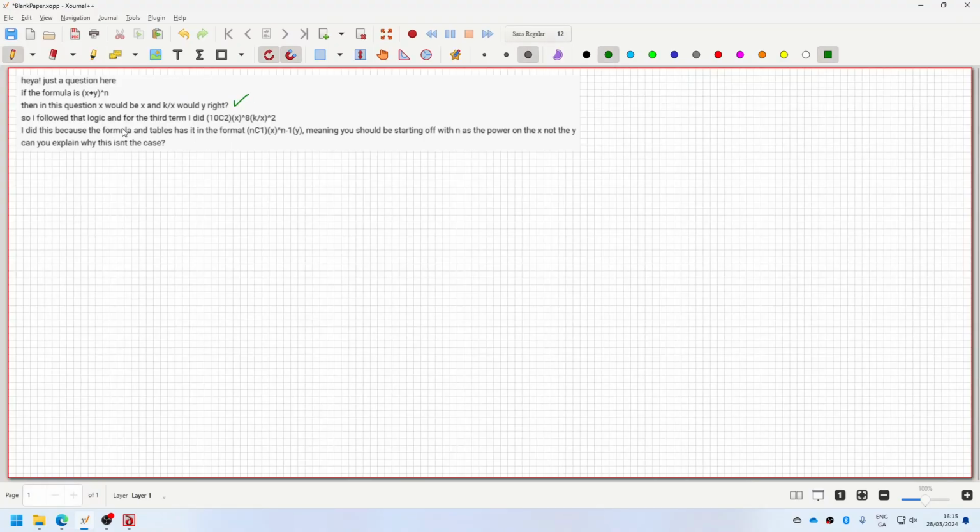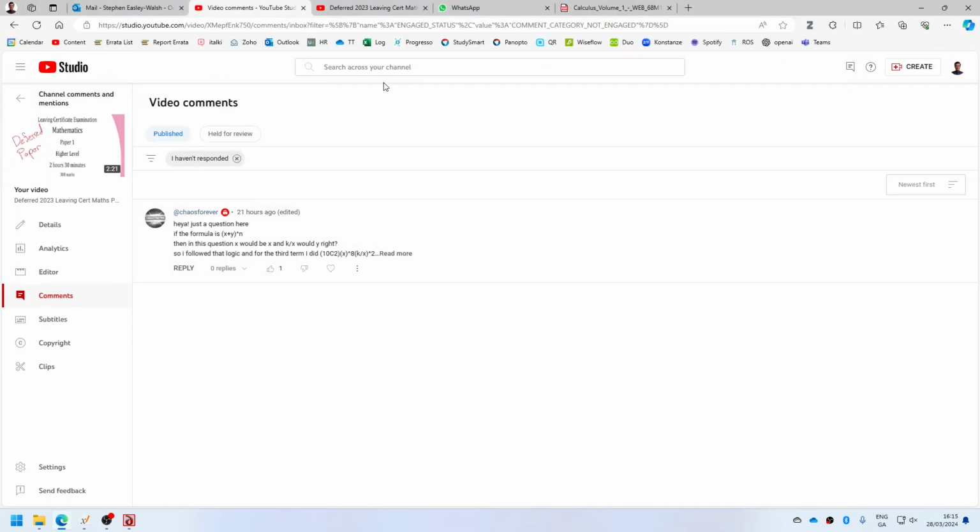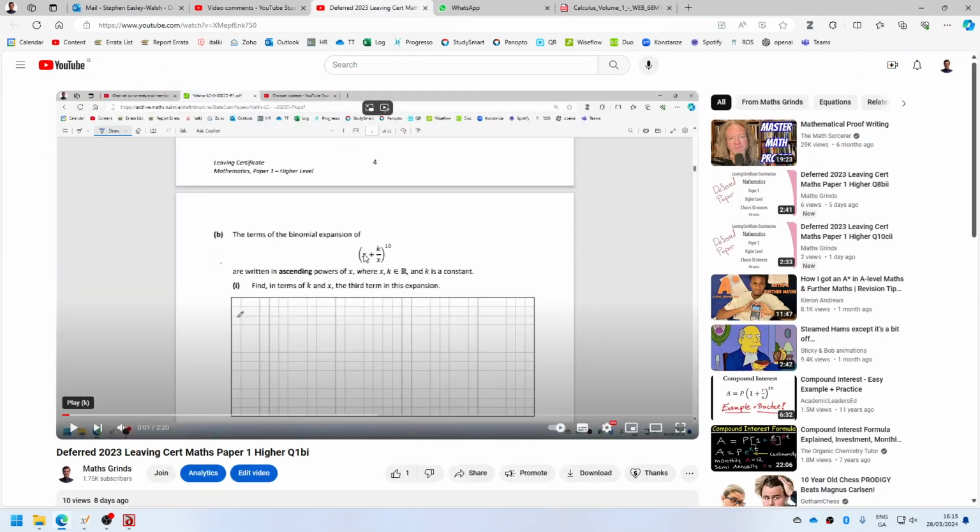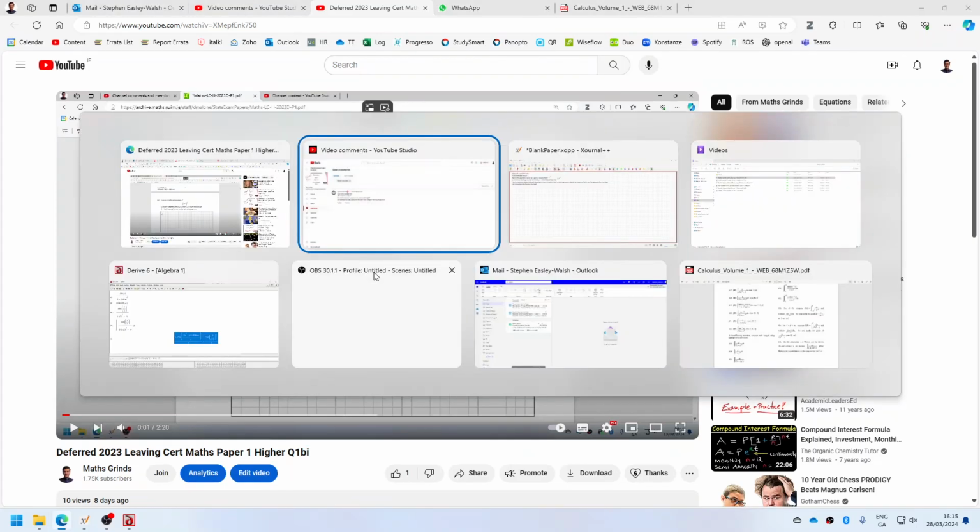So if I follow that logic, then the third term is that. I did this because the formula in the tables has it in that format. Now you see what you have to be careful about. The problem with this formula is there's a certain symmetry in the x and y. For example, if I go back to the question here, here's the problem.